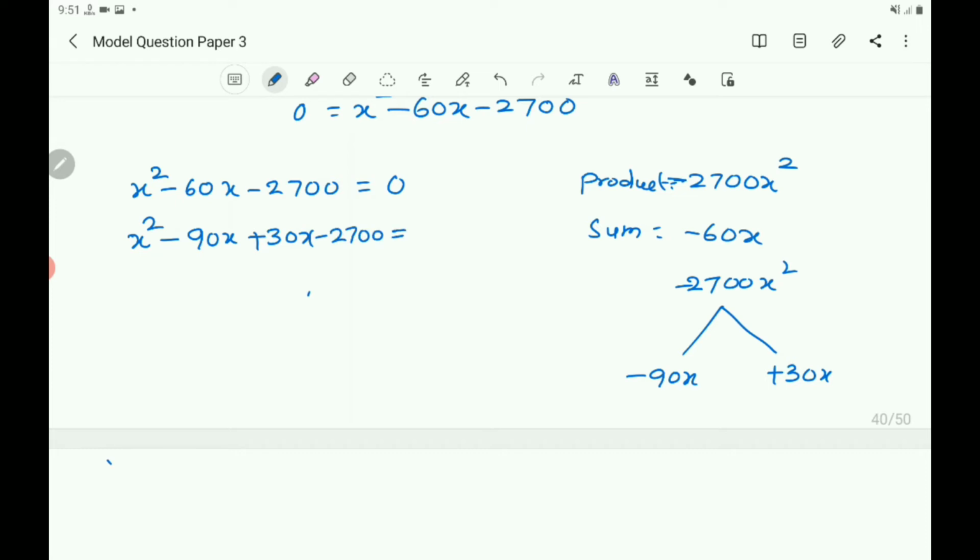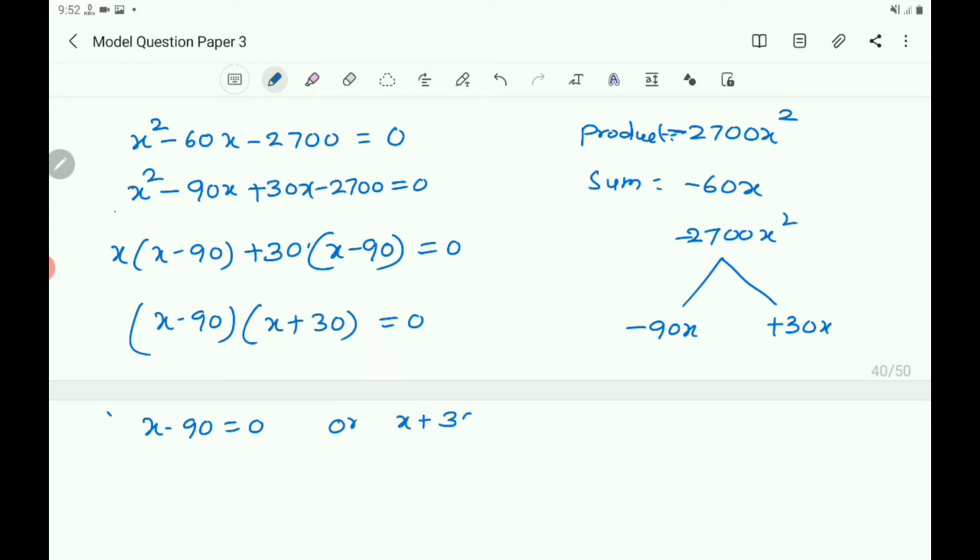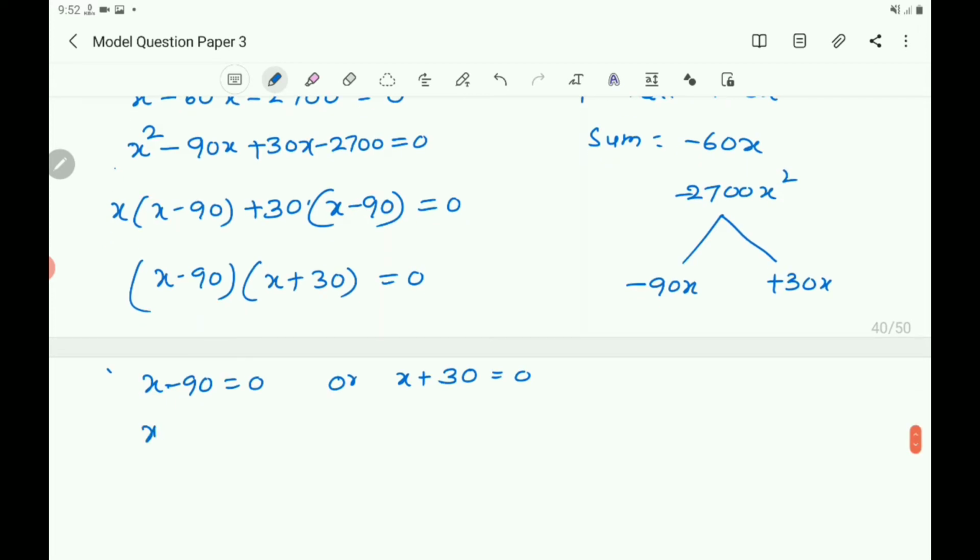Minus 2700 equals 0. Then take the common factor: x into x minus 90, plus 30 into x minus 90, equals 0. Here x minus 90 is the common factor. Write the common factor x minus 90 into x plus 30 equals 0. So equate each factor to 0. That is x minus 90 equals 0 or x plus 30 equals 0. So you write x equals 0.